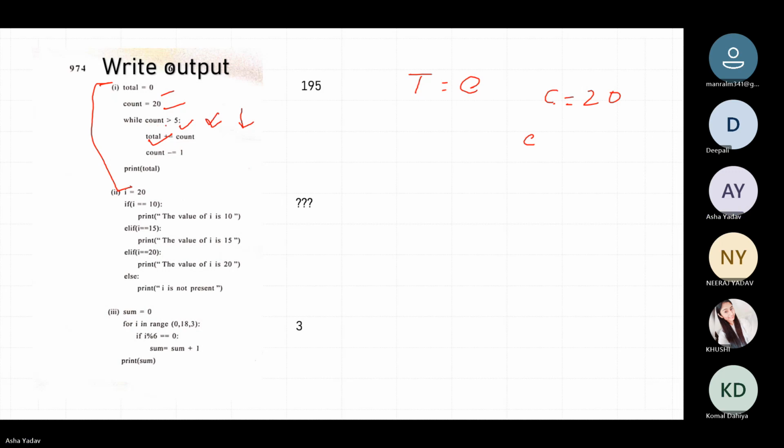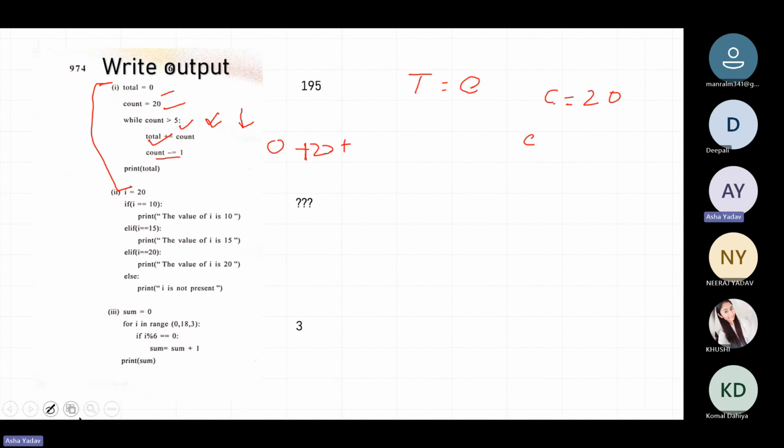सो लेट्स स्टार्ट. काउंट का वैल्यू है 20. काउंट 5 से बड़ा है? यस, बड़ा है. क्या करना है? टोटल में काउंट ऐड करना है. सो टोटल कितना है? 0. क्या ऐड करना है? अभी काउंट का करंट वैल्यू क्या है? 20. ठीक है, चलो. नेक्स्ट, काउंट को डिक्रीमेंट कर दो 1 से. तो अब काउंट कितना हो जाएगा?